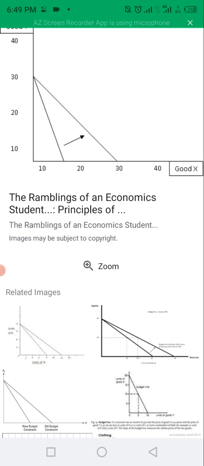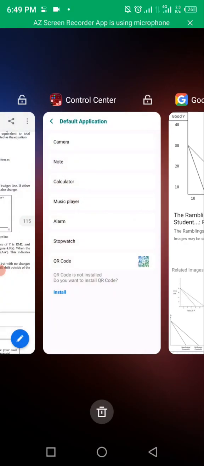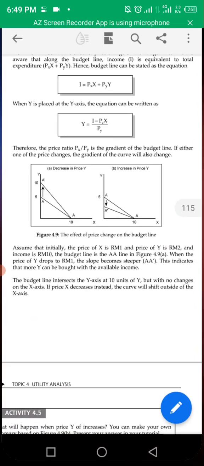If the price of X had increased, it means we would have been able to buy less of it, so it would rotate inwards. So if there is a decrease in the price of one good, the budget line rotates outwards. If there's an increase in the price of one good, the budget line rotates inwards. Okay, so that is how the budget line shifts.